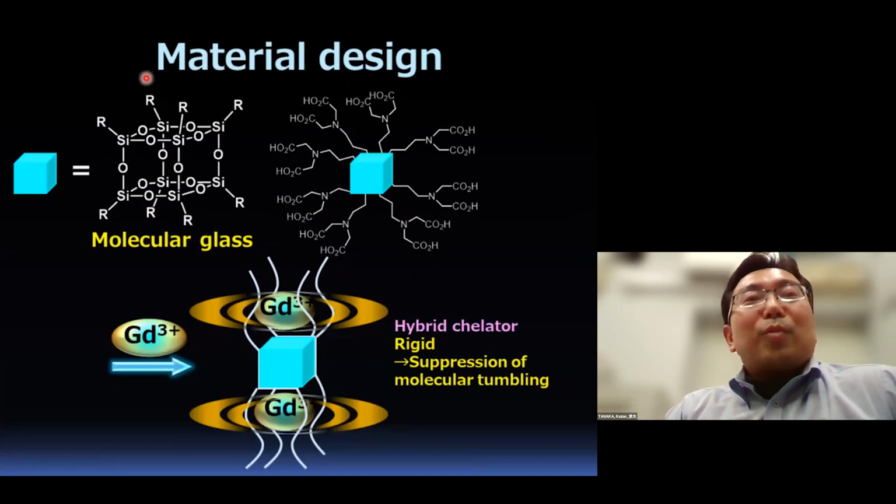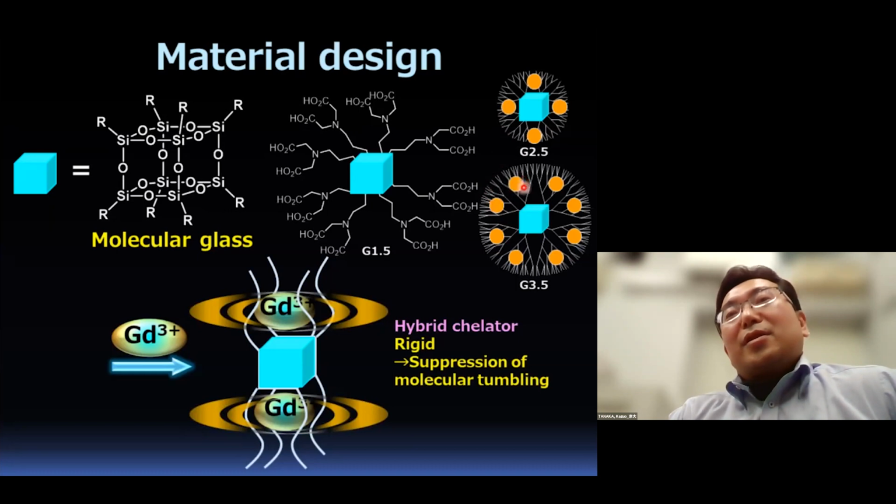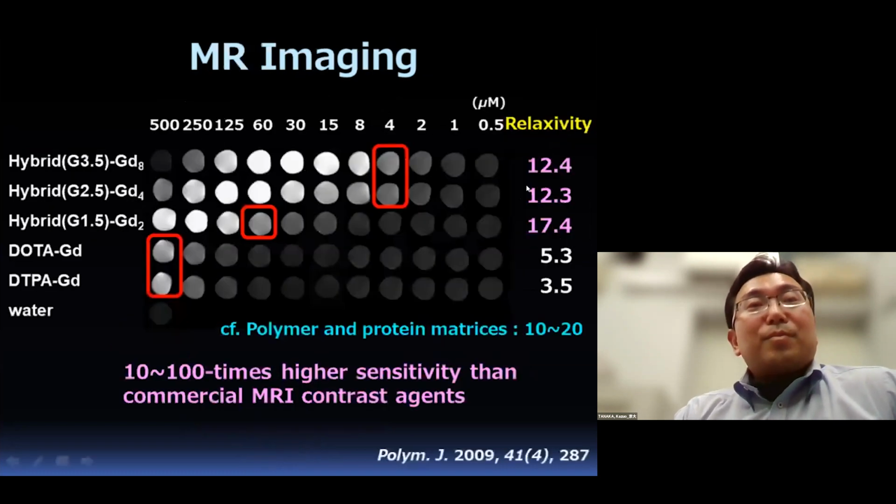By introducing the molecular glass into the core of the chelators, we thought the molecular motion should be effectively suppressed. As a result, magnetic interaction should be induced. So based on this idea, we synthesized 3 types of complexes with various sizes and investigated the MRI imaging ability.